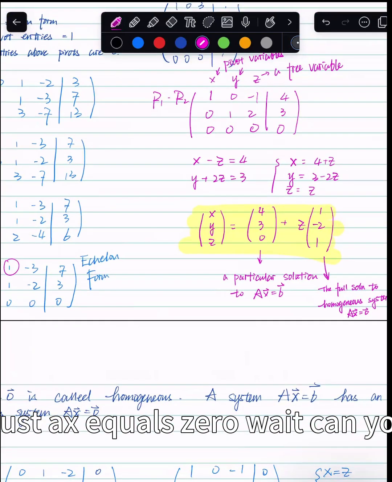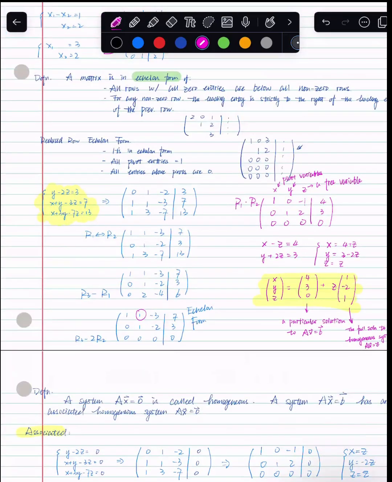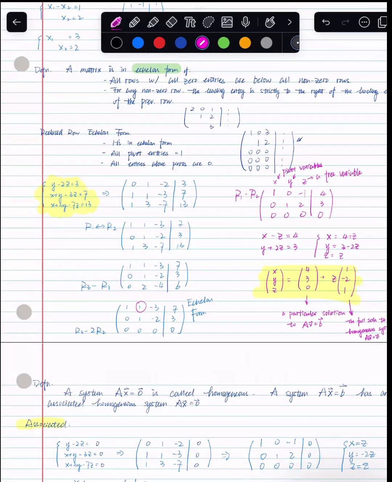Wait, can you zoom out for a second? Like, zoom out. Okay.